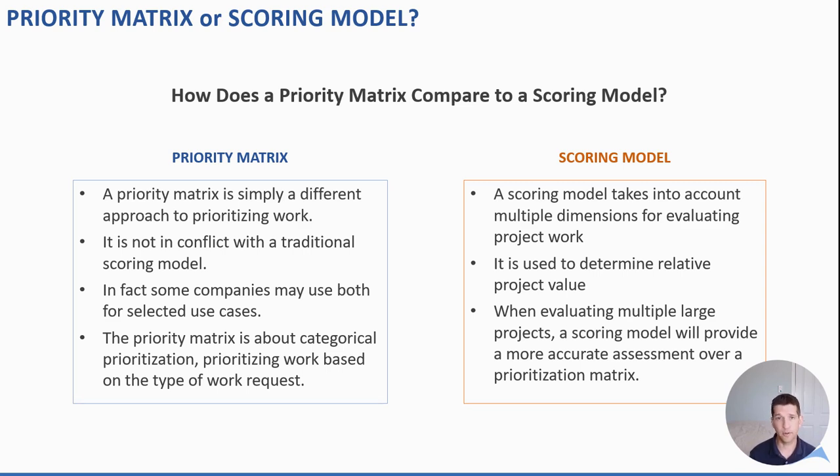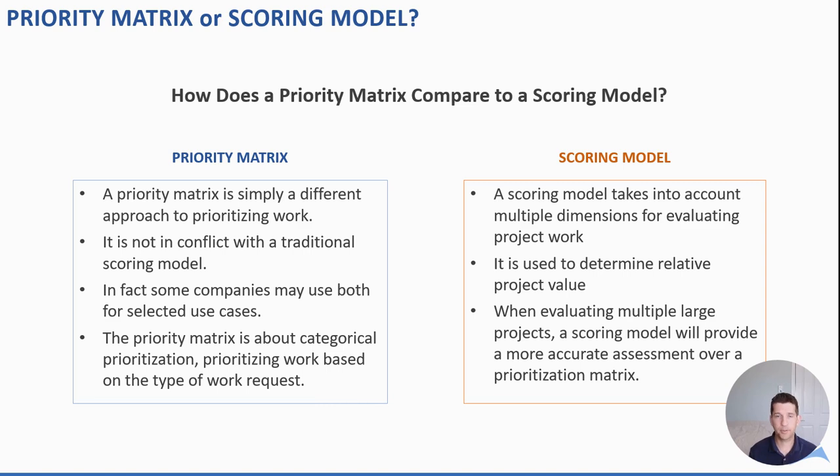Priority matrix is good for queuing. If we have a lot of work that is piling up and we need to queue that work and we need to work according to a basic priority order, the scoring model helps us assess the relative value of a project in relation to other projects.